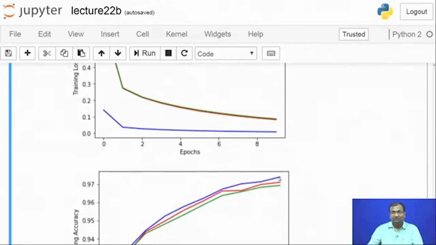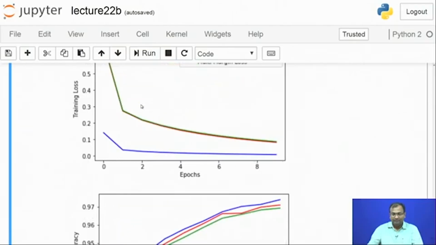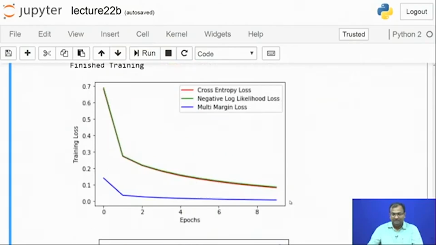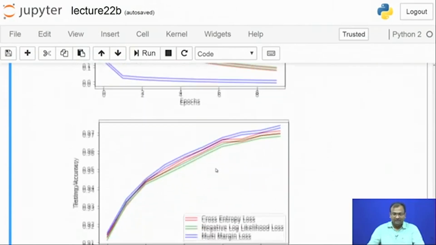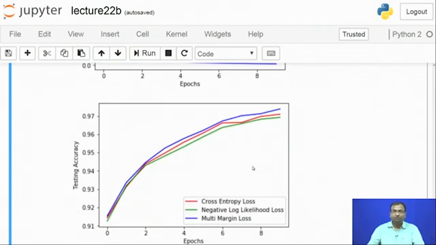Having said that, it does not necessarily mean that the least error gives the highest accuracy. All 3 of them have almost comparable accuracy at the end, whereas with multi margin loss I was getting a lower loss. The only reason is that multi margin loss has a different dynamic range in which the losses come down compared to cross entropy or negative log likelihood. Accuracy being an absolute measure does not depend on the dynamic range of my outputs. It just measures how many correct classifications I have made over the total number of samples provided.